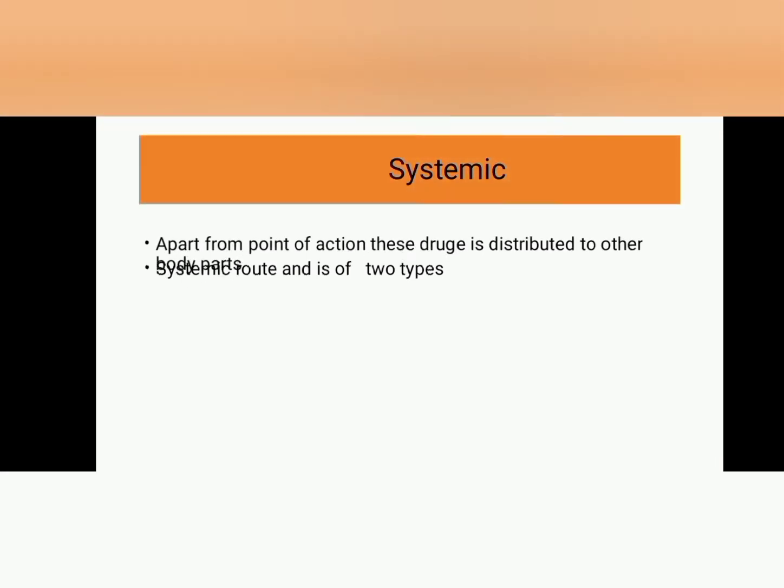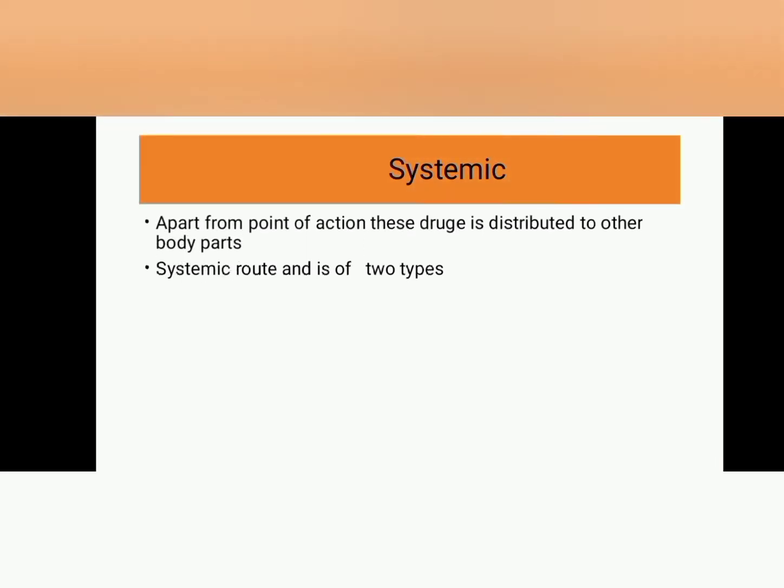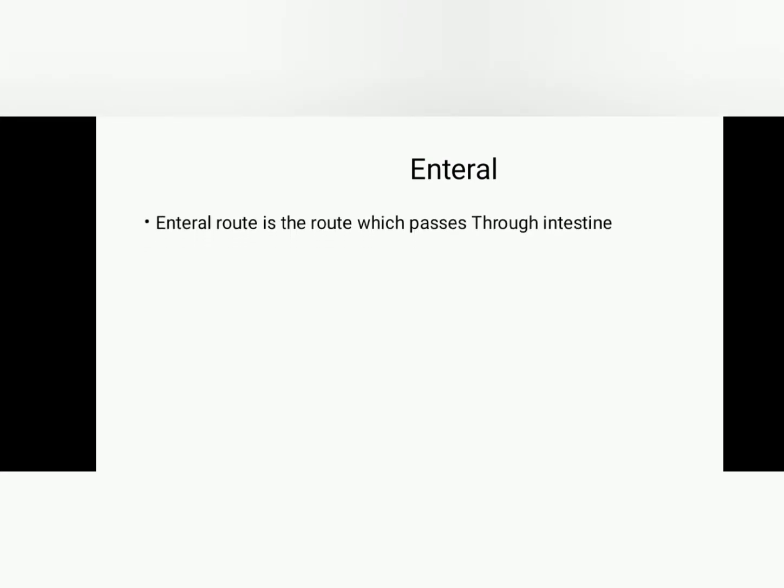Systemic route. In this route of drug administration, the drug is distributed to other body parts apart from the point of action. It is of two types: enteral and parenteral. Enteral route of drug administration is the route which passes through the intestine. It is of three types: oral route, rectal route, subcutaneous route.